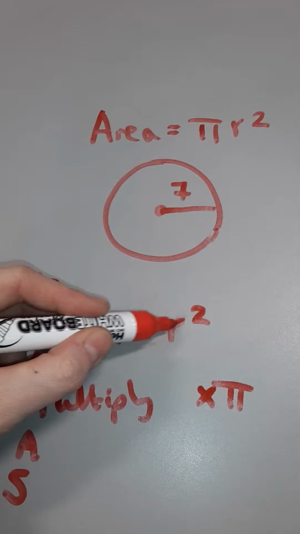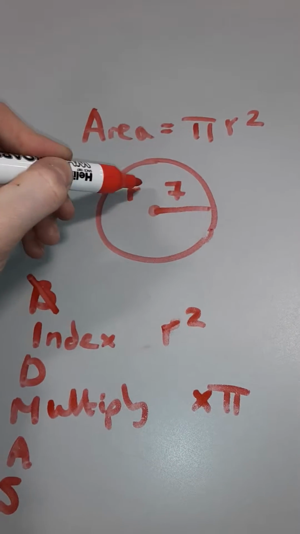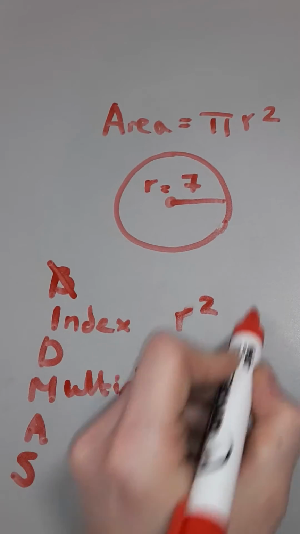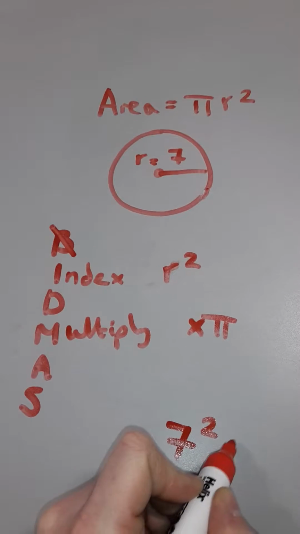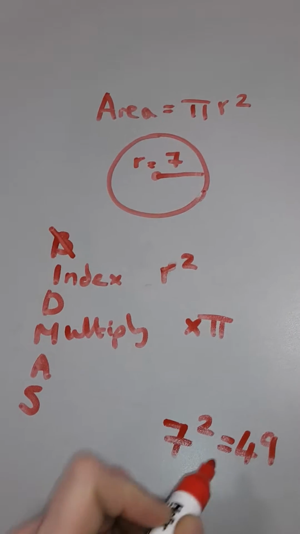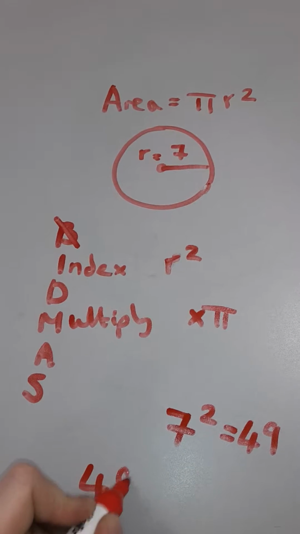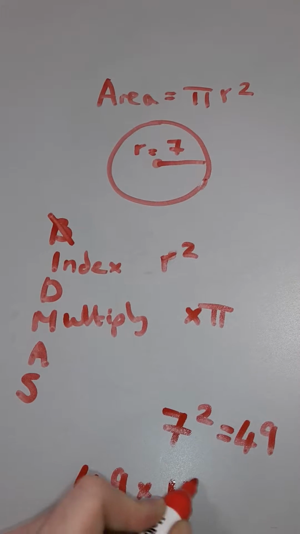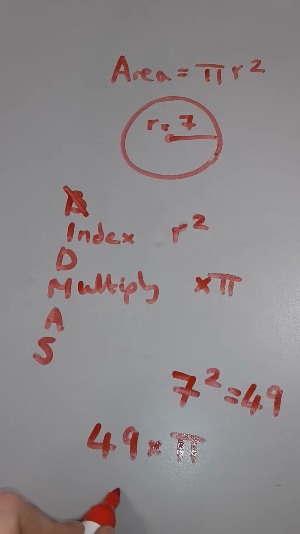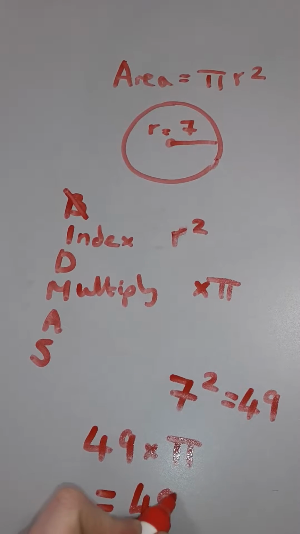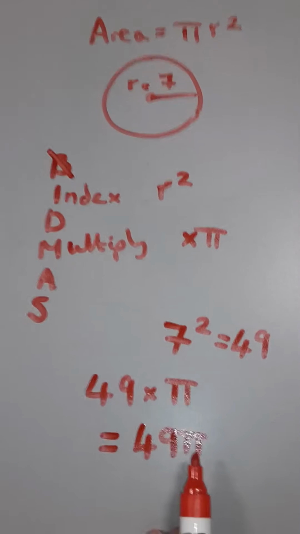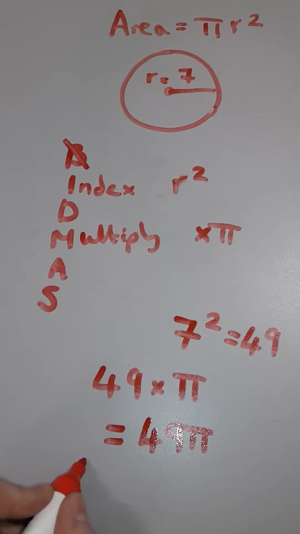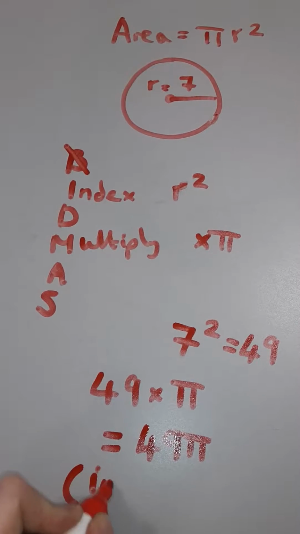So we know that our radius equals 7. So we're going to calculate 7 squared, which equals 49. Now we have 49, we're going to multiply it by pi. How you write this is 49 pi, and writing it in terms of pi is the correct technique for this.